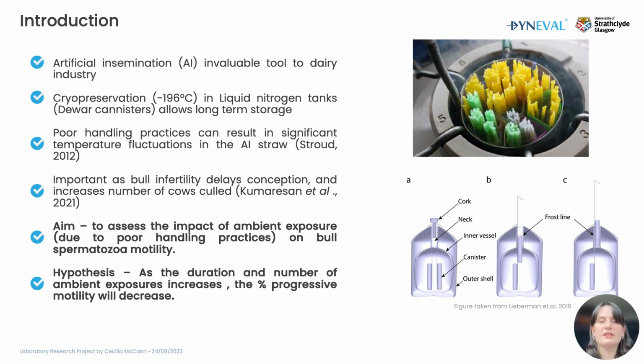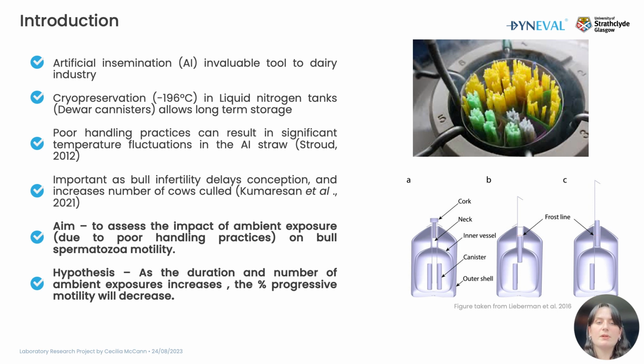These bull semen samples are typically cryopreserved within the 0.25 ml or 0.5 ml cryo straws, which are shown in the image here. And they're maintained within these goblets that are submerged in liquid nitrogen at minus 196 degrees in these dewar canisters in the bottom figure. When a straw is going to be used for insemination, it's thawed at approximately 35 to 37 degrees.